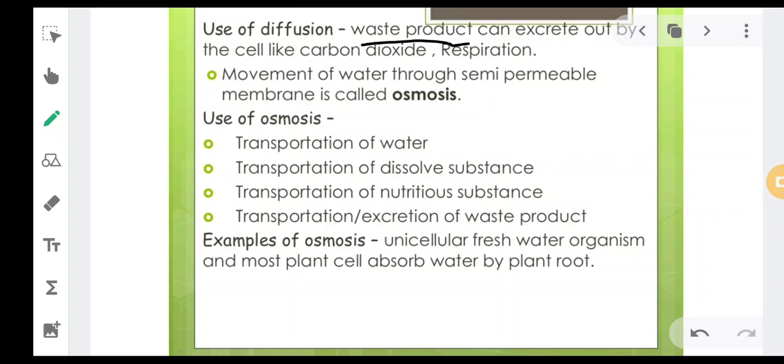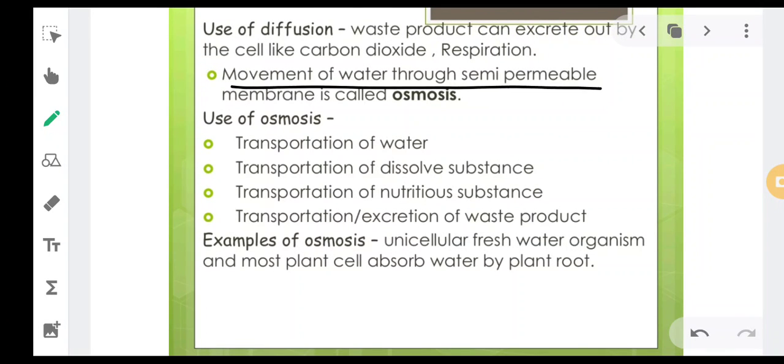Okay, so that is very important, like carbon dioxide from respiration. There are many waste materials which are produced by the cells. We will not go into much detail. So what is the use of diffusion? It is to remove the waste products from the cell. Okay, so that is very important.